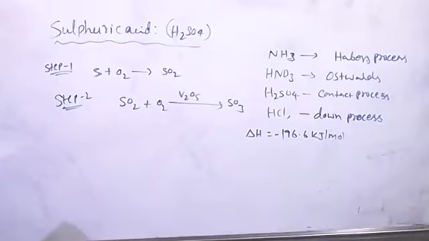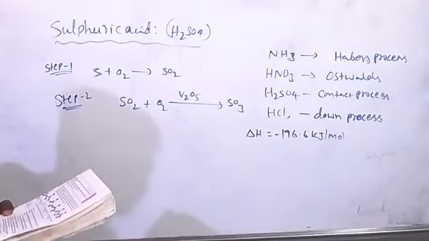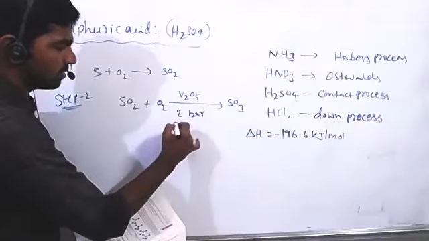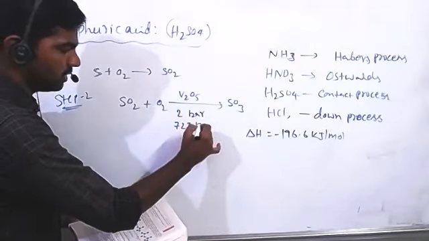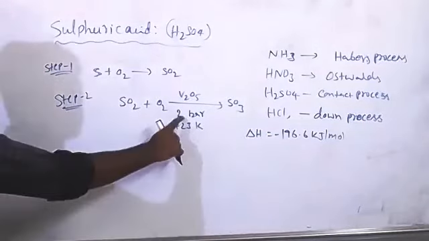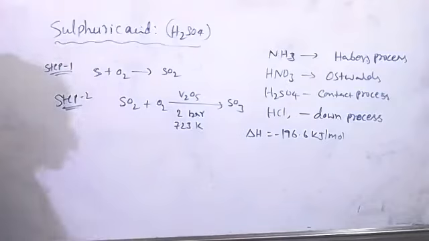So the plant is operated at a pressure of 2 bar and a temperature of 720 Kelvin. Although it is exothermic, here we need to maintain some optimum conditions. Here 2 bar pressure and 723 Kelvin are the optimum conditions to get a high yield of sulfur trioxide and to make the process easier.